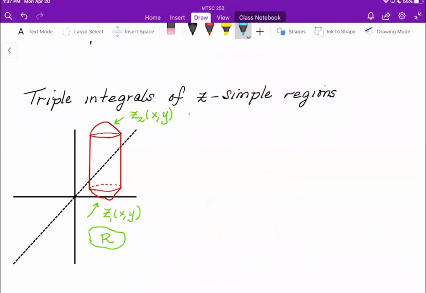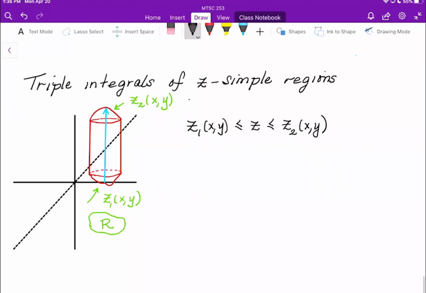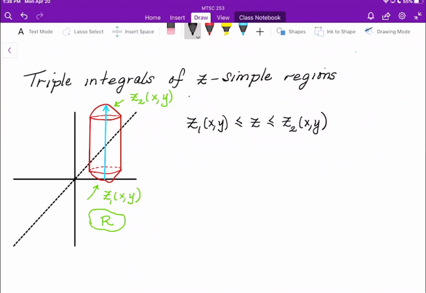And so now we can see that Z is going to start on the bottom curve and go up to the top curve. So here, Z1 of XY is less than or equal to Z is less than or equal to Z2 of XY. And then you have to figure out your region R separately as if you were only just doing R.